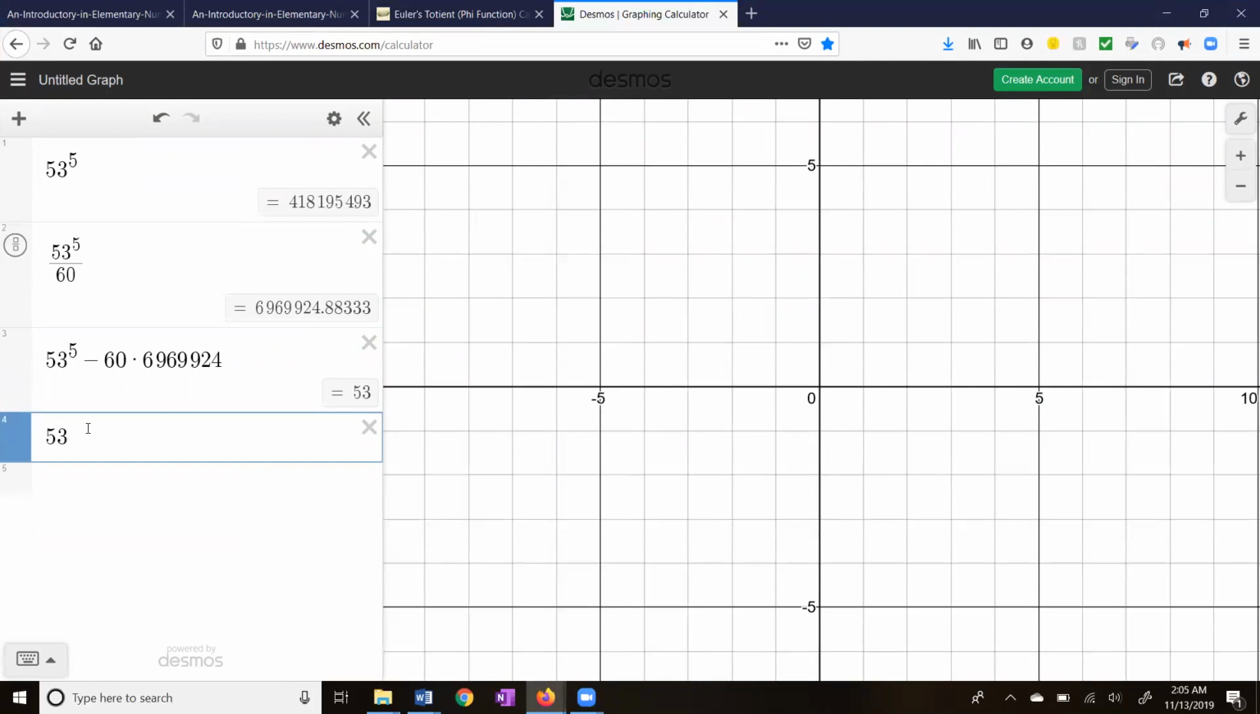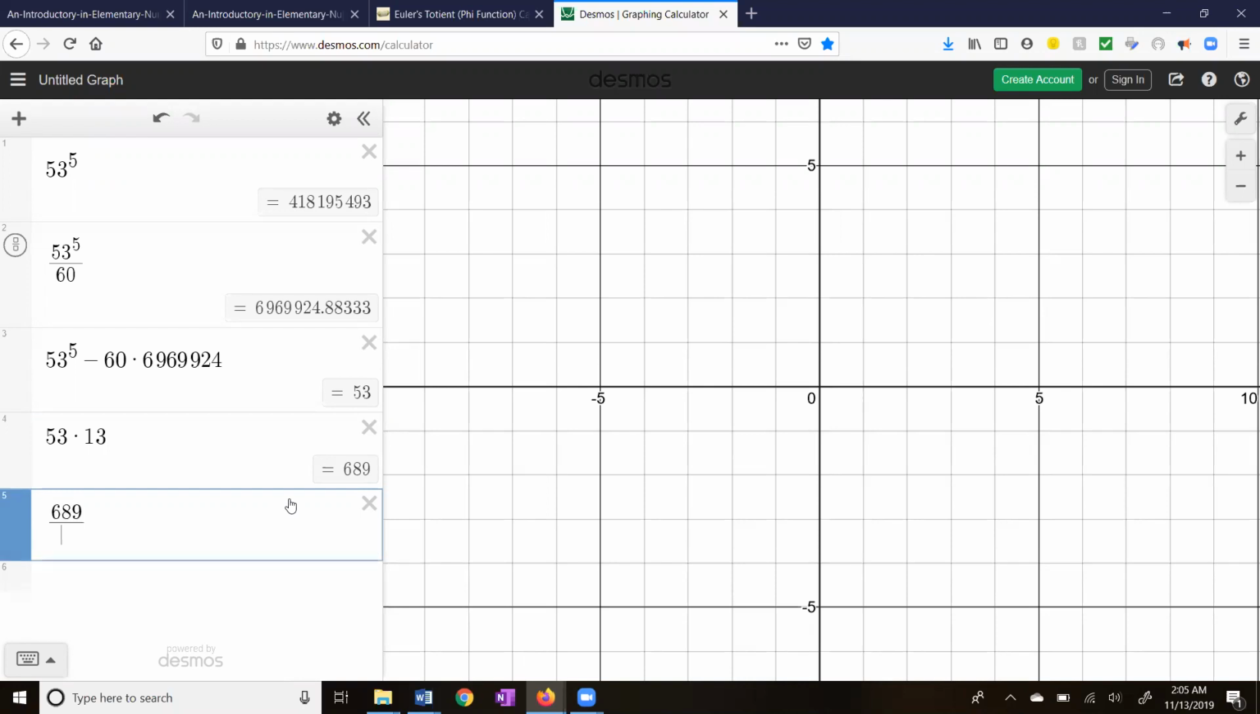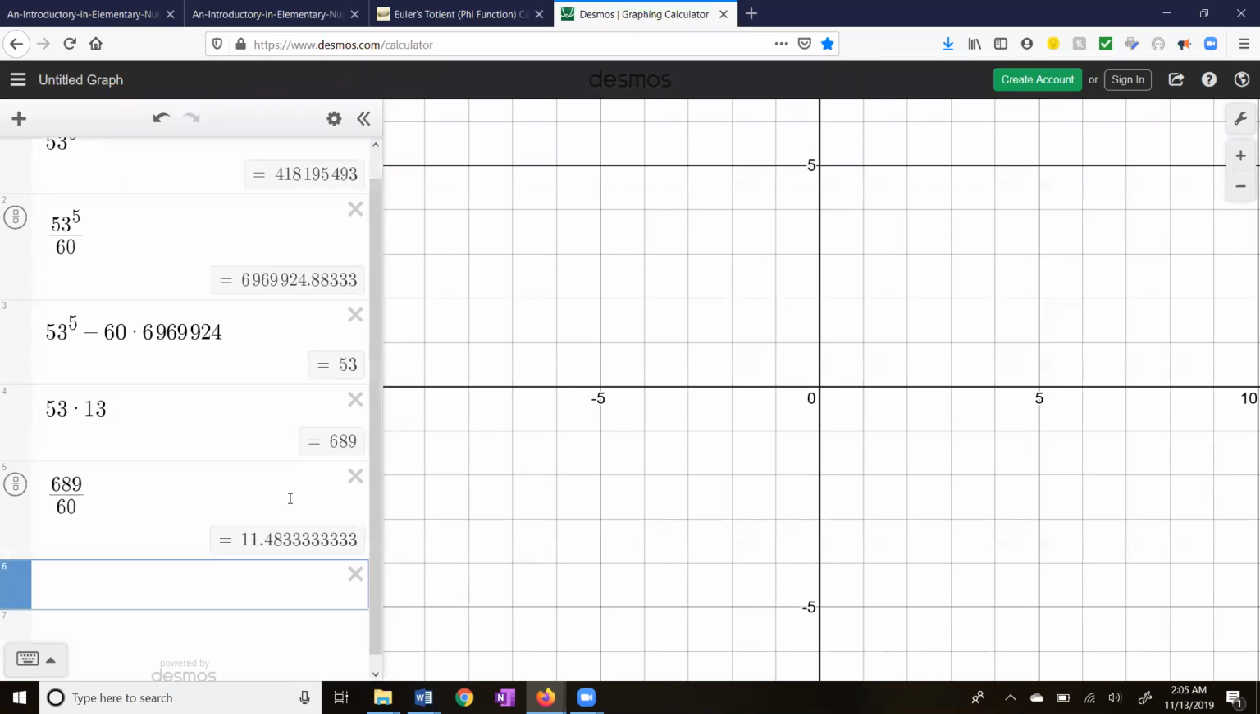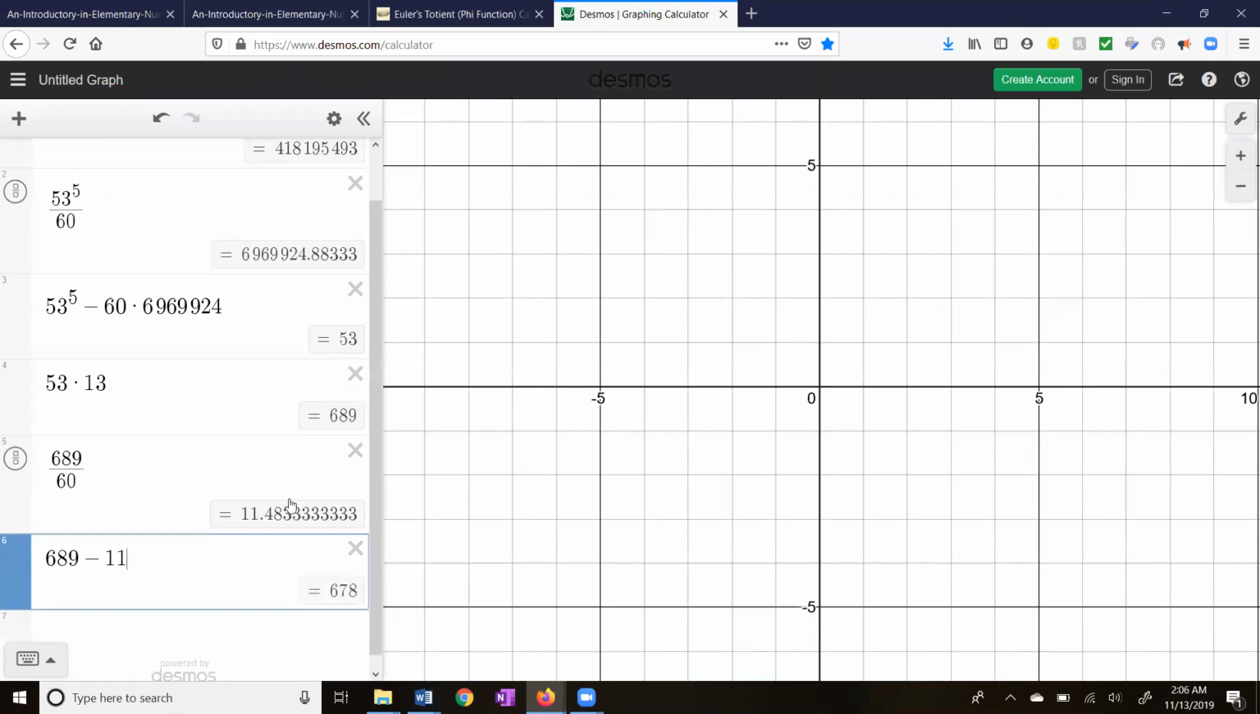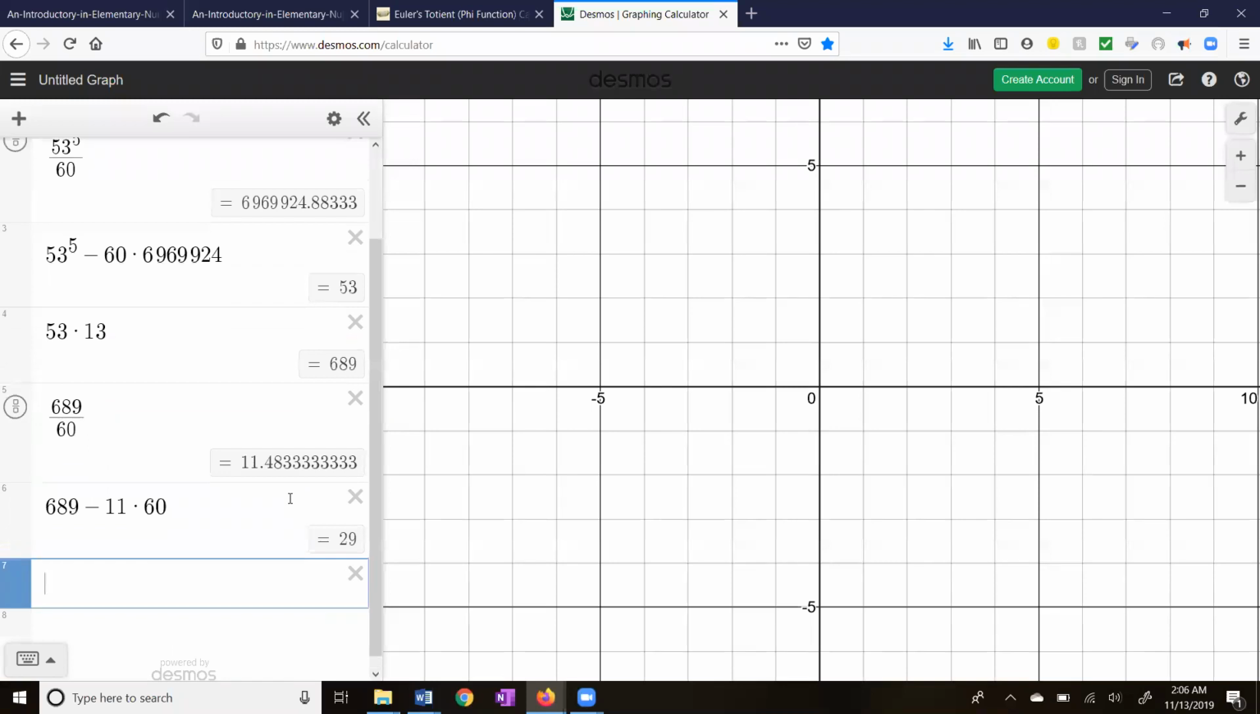53 times 13 is 689, and now I just have to simplify this mod 60. 689 divided by 60, it goes in 11 times, so I have 689 minus 11 copies of 60, and I get 29.